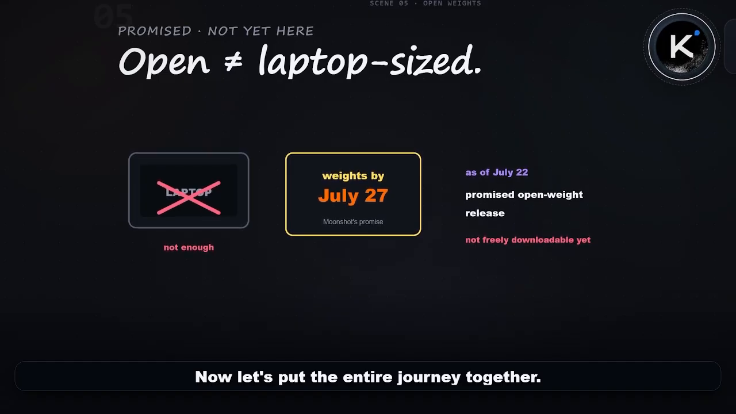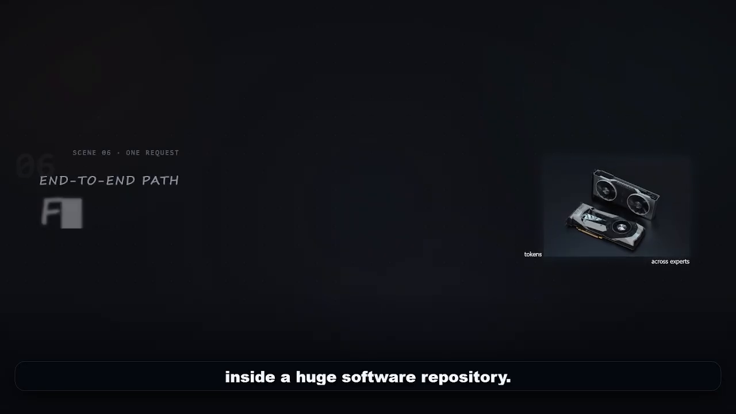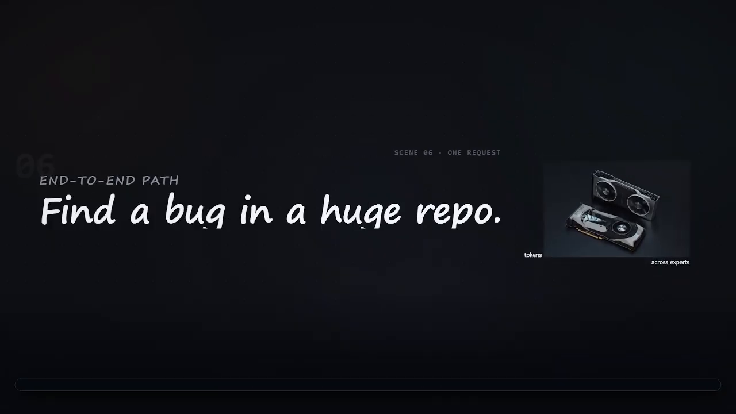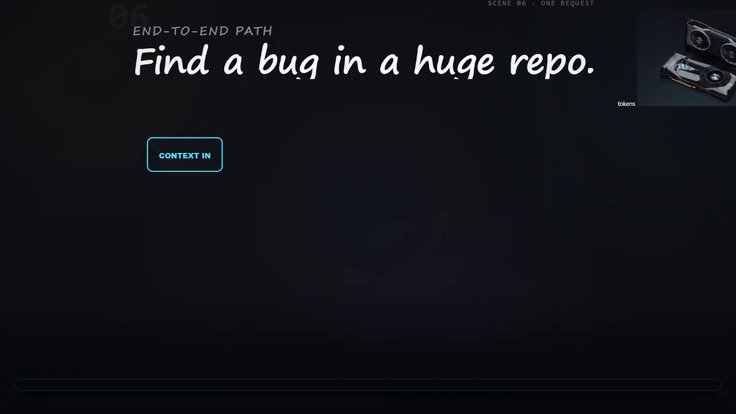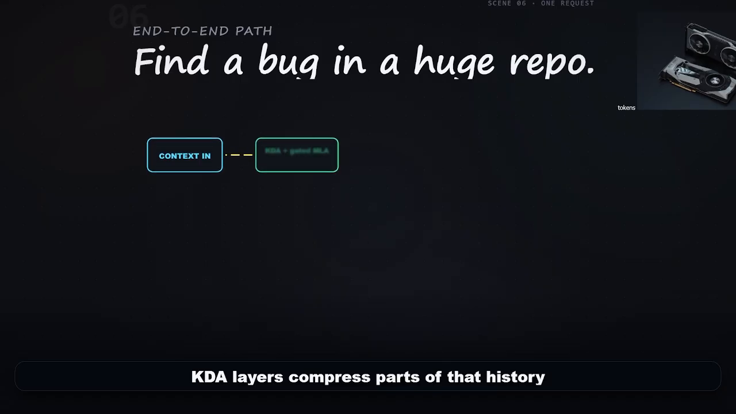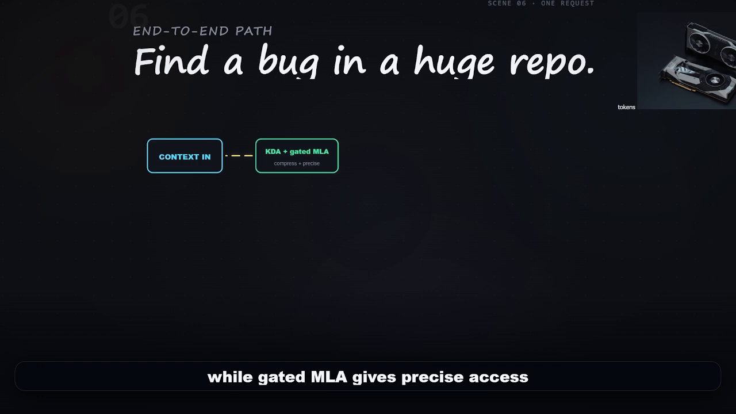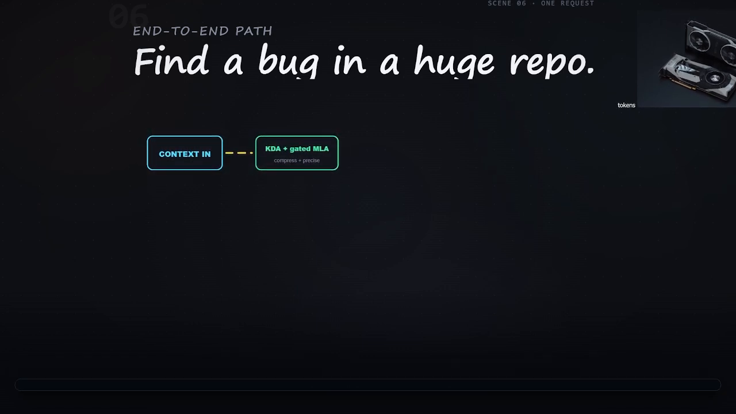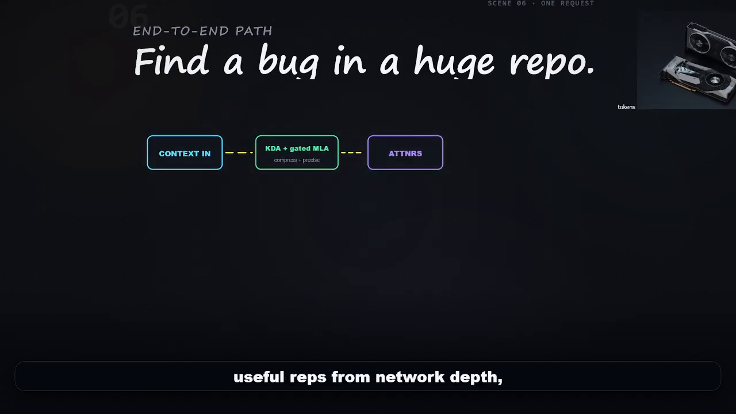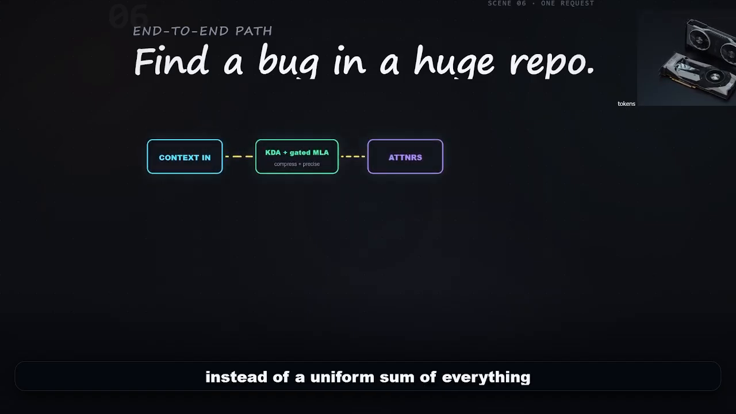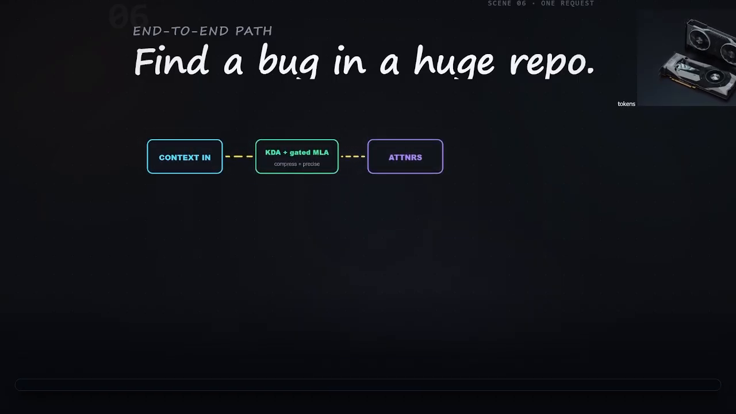Now, let's put the entire journey together. Imagine asking Kimi K3 to find a bug inside a huge software repository. First, project files and a long interaction history enter the context. KDA layers compress parts of that history into manageable states, while gated MLA layers provide more precise access where it is needed. Then, ATTN-RES allows each block to retrieve useful representations from the depth of the network, instead of receiving only a uniform sum of everything that came before.